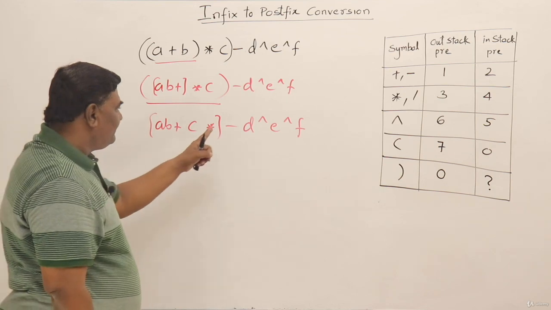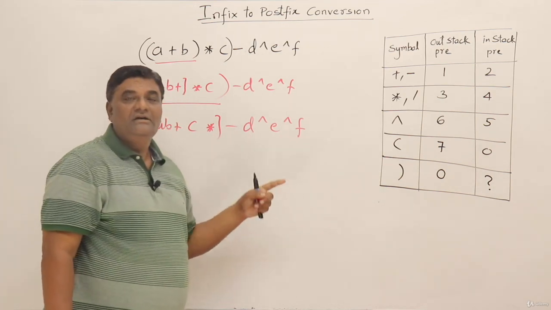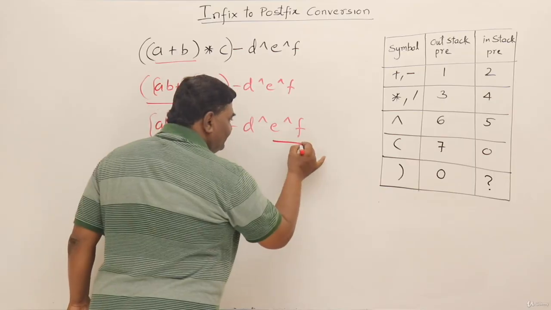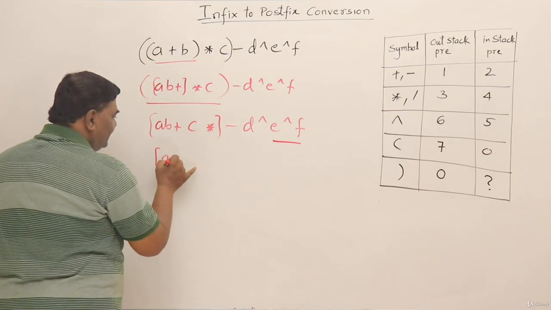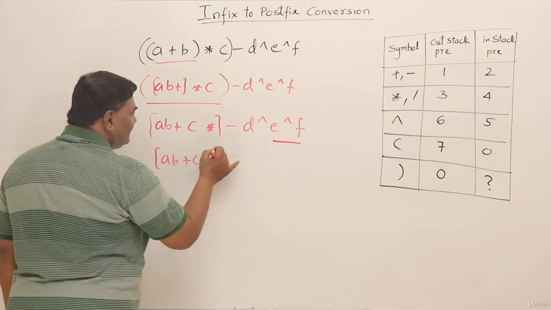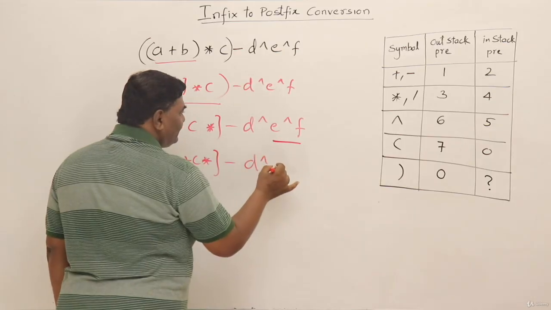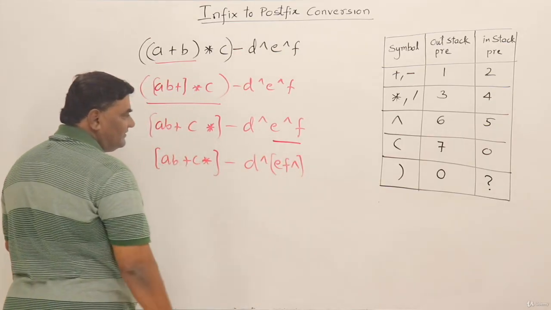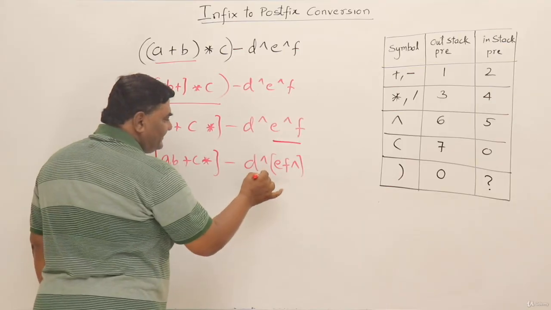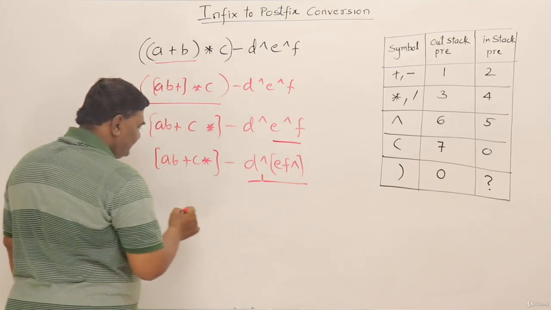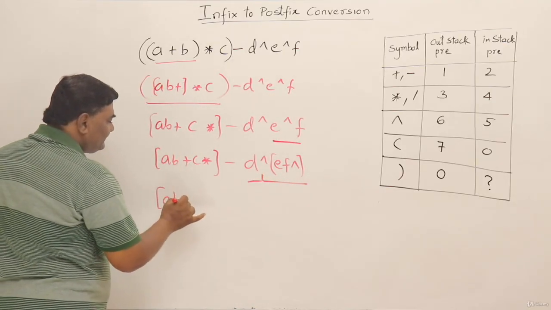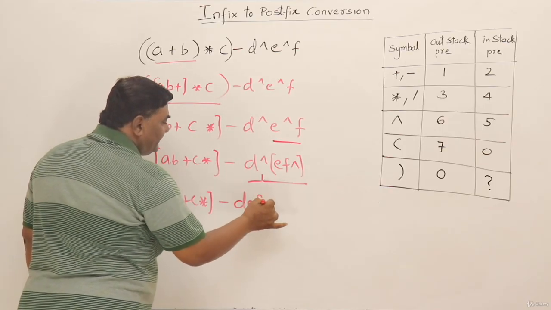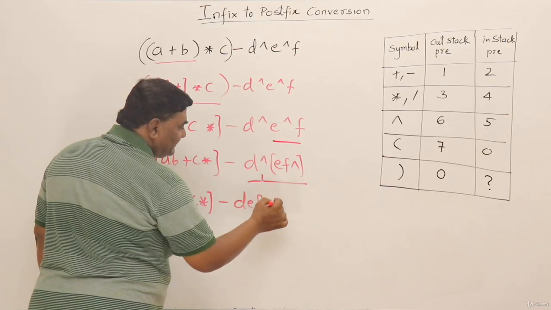Then this is completed. Minus power. Higher precedence is power. But associativity, right to left. So convert this one. So this will be AB plus C star minus D power EF power in bracket. Now next, which one? This power. So this is left side, this is right side. So this is AB plus C star minus DEF power, and this power goes at the end.